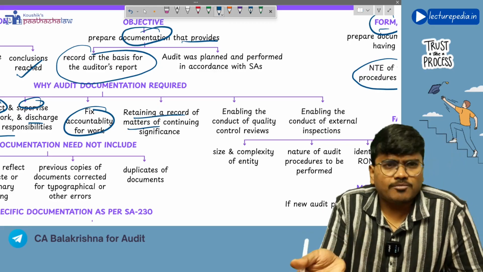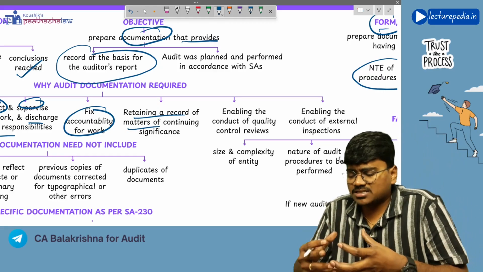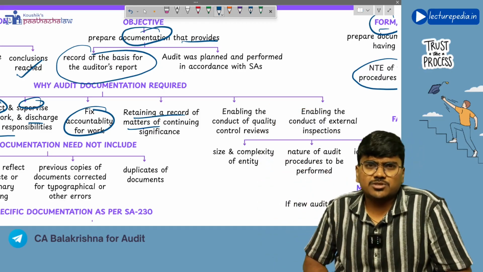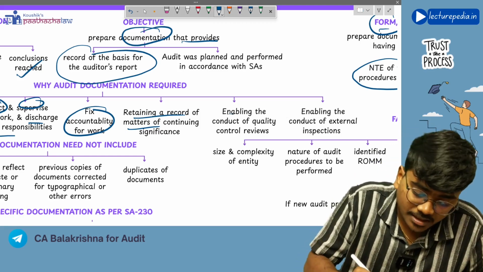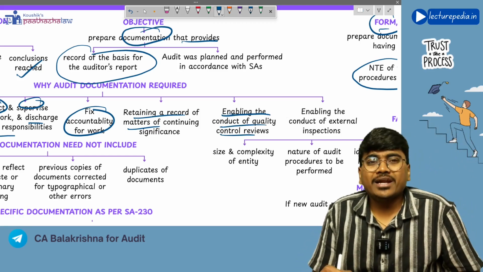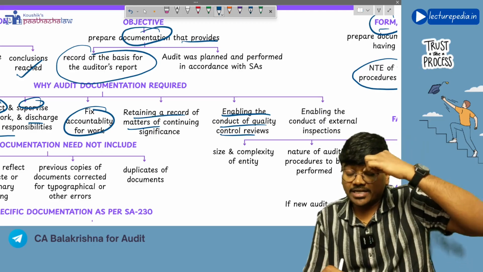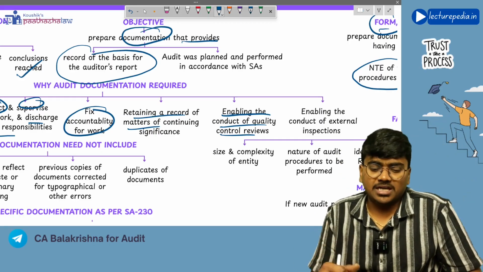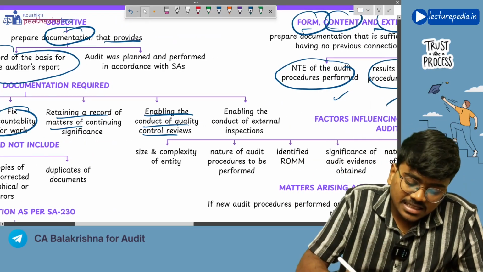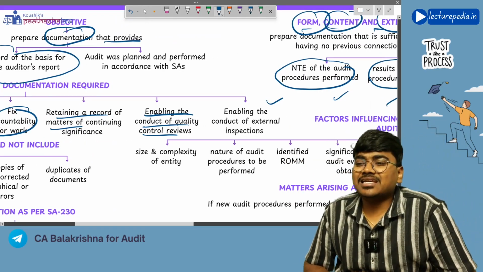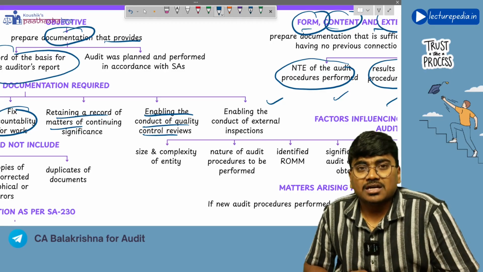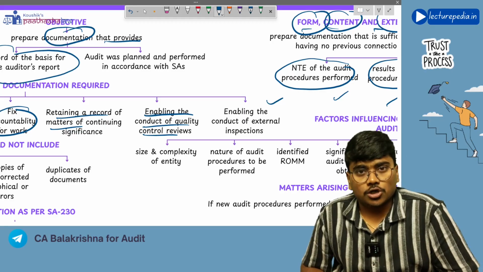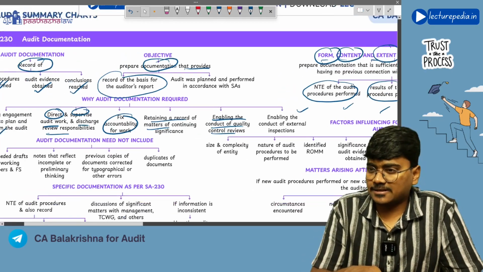Next, retaining record of matters of continuous significance. If any matters are required not only for the current period audit but also for future audits, you can retain a record of such information. Next, enabling the conduct of quality control reviews. Just now I have told you, maintaining audit documentation will help you perform proper quality control reviews and peer reviews. Next, enabling the conduct of external inspections. This is also one of the advantages of maintaining audit documentation. Got it? Yes.